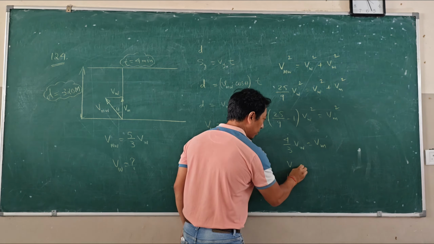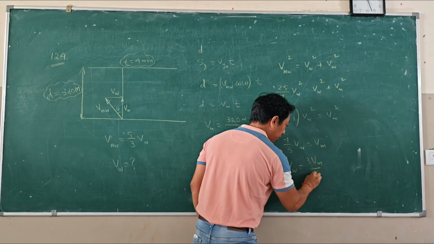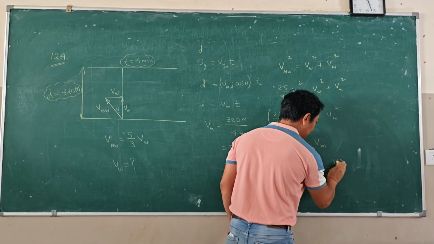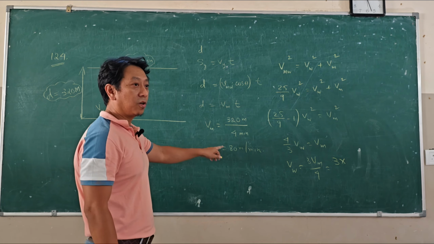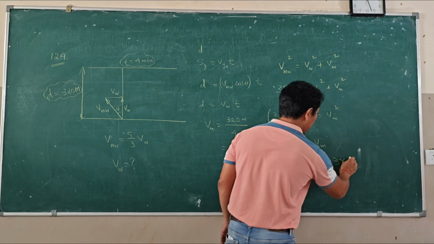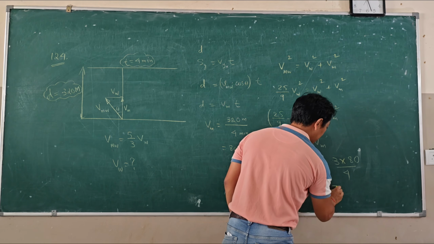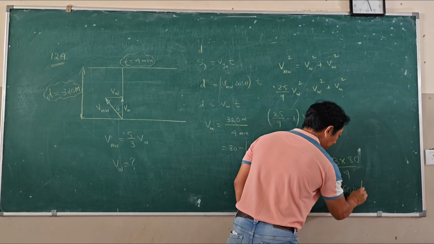So what will be VW? 3 Vm by 4. How much was man's velocity, we already found? 80 by 4. So what is the answer? 60 meter per minute.